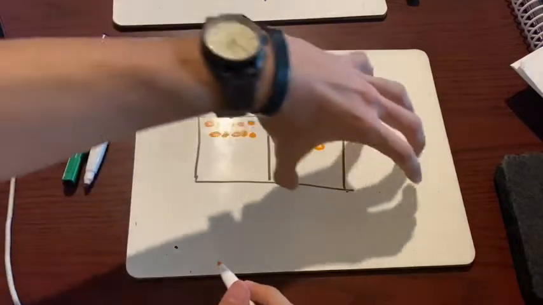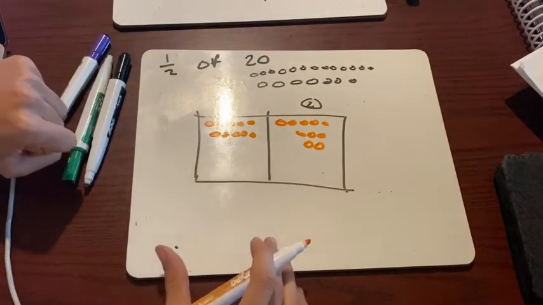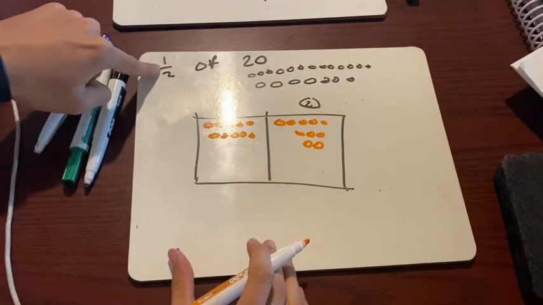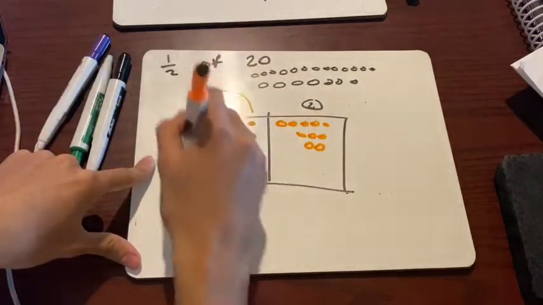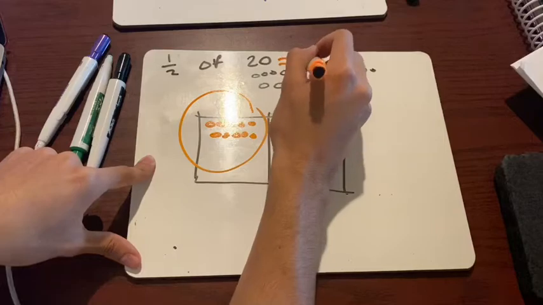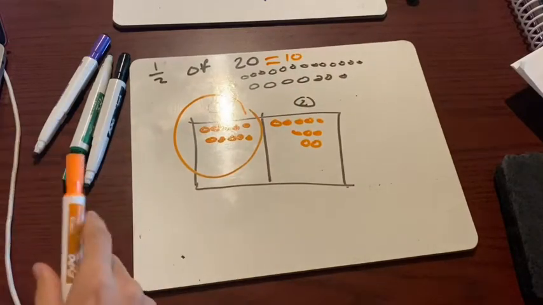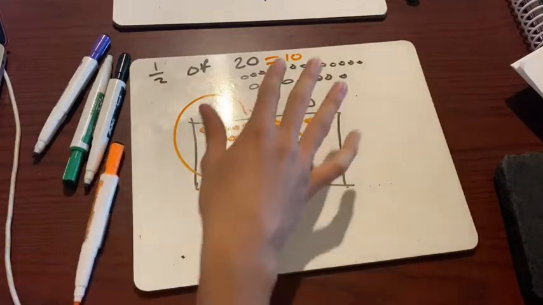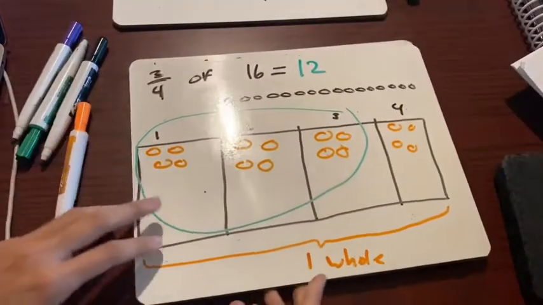Now, did your friend grab the 2 pieces? No. How many did your friend grab? Only 1. They only grabbed this many. 1, 2, 3, 4, 5, 6, 7, 8, 9, 10. So our answer is 10. And that's it. Hopefully, this is becoming a bit easier.